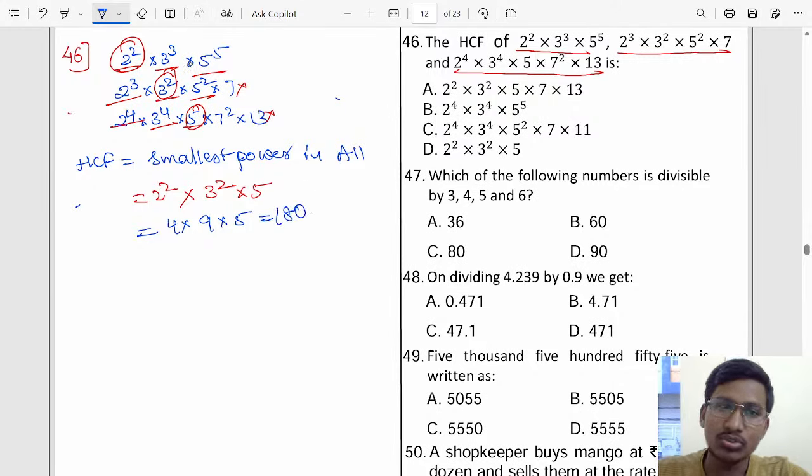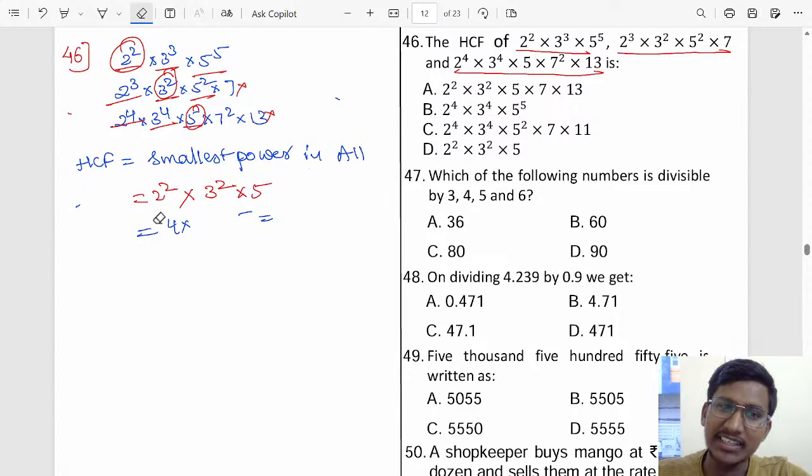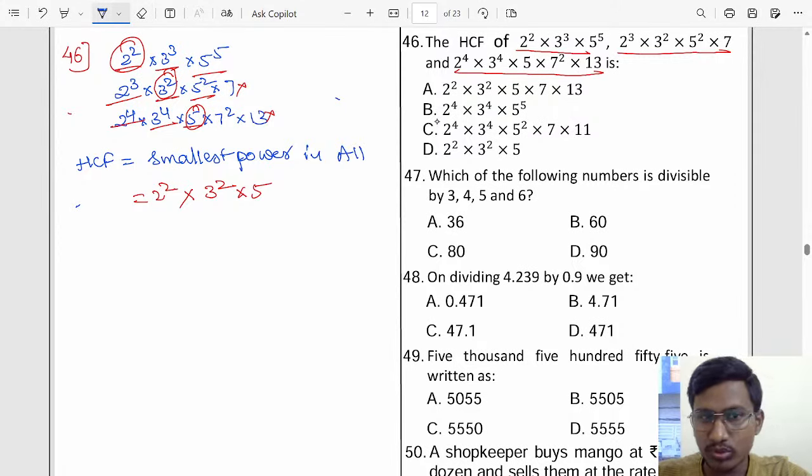Or so you can directly get the answer. In the options, if you see, it is given directly here: 2 power 2, 3 power 2 into 5. That is 2 power 2, 3 power 2 into 5, which is the answer, option D. Understood? So this is how you have to do.